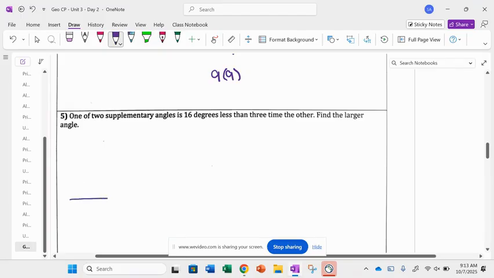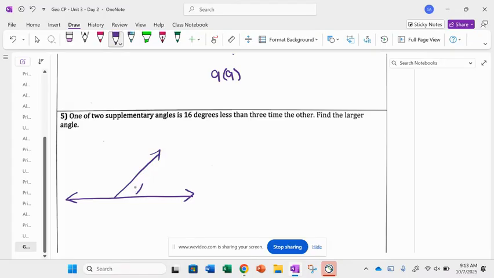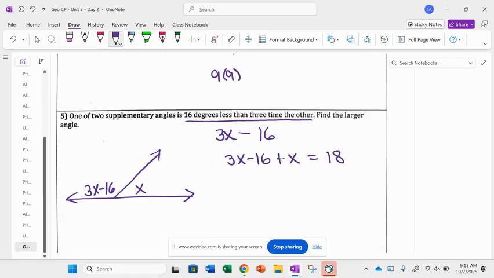And then the next one says one of two supplementary angles. This one was a little bit more difficult. So one angle is always x, the other one will be based on the words. So the other angle is 16 less than 3 times the other. So remember, less than is that flip-flop word. So we flip it, so it's 3x minus 16. So our equation here should be 3x minus 16 plus x equals 180.